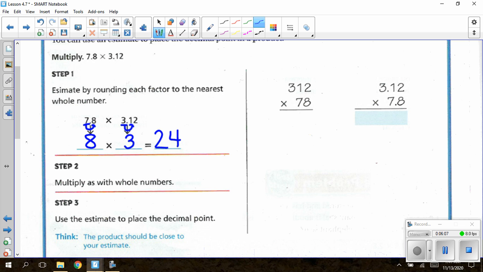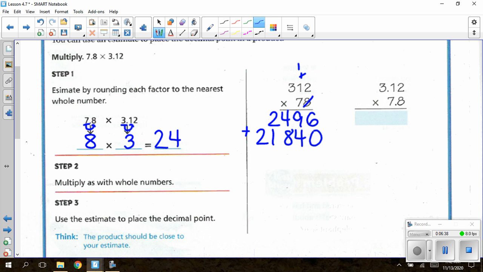So, for the 312 times 78, 8 times 2 is 16, carry the 1. 8 times 1 is 8, plus 1 is 9. And 8 times 3 is 24. Cross off everything that you were finished with, drop a 0, and then multiply the 7 out. So 7 times 2 is 14, carry your 1. 7 times 1 is 7, plus 1 is 8. And 7 times 3 is 21.